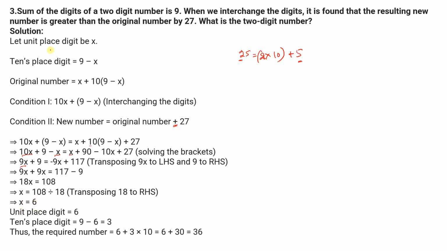Therefore, what have we assumed x as? It is the digit in the units place. In the units place we have 6, and in the tens place 9 minus x, that is 9 minus 6, which is 3. Thus, the required number is x, the digit in the units place, that is 6, plus 10 into 9 minus x, or 9 minus 6, that's equal to 3. So 3 into 10. In the tens place we have 30 and in the units place we have 6. Therefore, the number is 36.